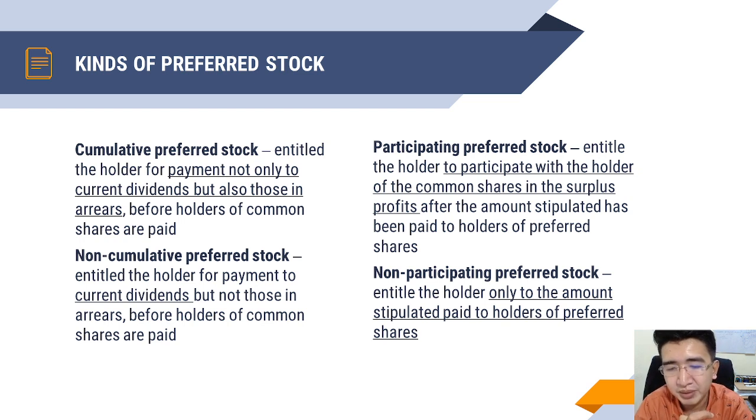Participating preferred stock and non-participating preferred stock. When we say participating preferred stock, the holder is entitled to participate with the holder of the common shares in the surplus profits after the amount stipulated has been paid to holders of preferred shares. Kasi, kapag preferred stock ka na, may preference ka over common stockholders. Okay na yun. So, ikaw muna ang babayaran. Pag nabayaran na lahat ng preferred stockholders, okay, next na yung ordinary stockholders. Ngayon, because we are talking about participating preferred stock, meron ka ring share doon sa ordinary stock. Okay? Kasali ka rin doon sa dividend distribution, with regards to those ordinary stocks. Yun yung ibig nating sabihin.